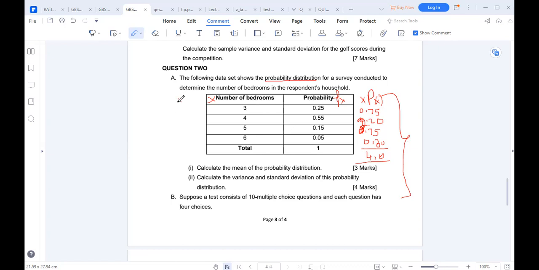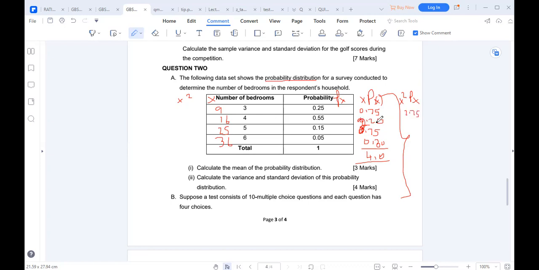Okay. Then we square here now. And we square these figures here, we get 9. Yes, it's 4. Here we get 16. Here we get 25. And here we get 36. So we multiply this again with the probabilities. 9 times 0.25, what do we get? 2.25.